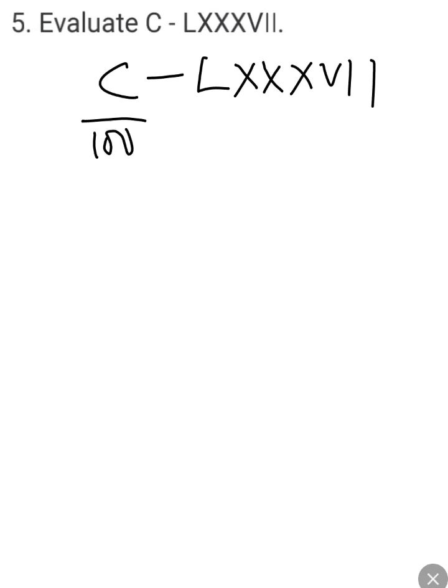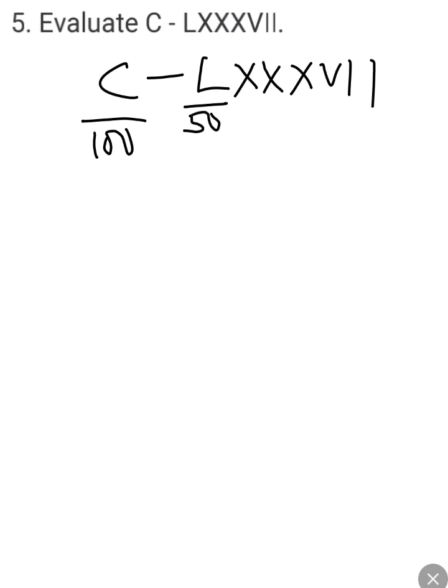Then we now come to this. We have L. Okay, so L is on its own. Because we have a smaller numeral after it, it's independent, and so it will come out as 50.